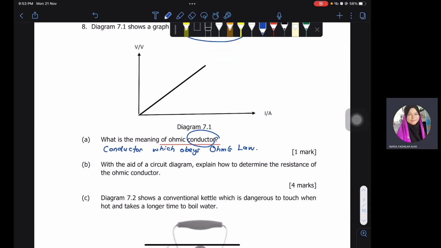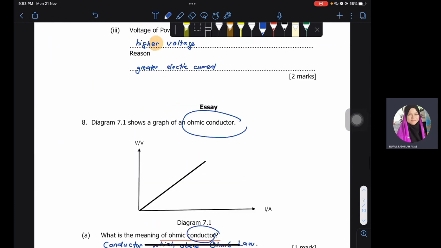See, soalan dia nak you gunakan diagram, explain how to determine resistance of the ohmic conductor. 4 marks. So what should you do? Tadilah you ambil graph, dia nak dapatkan apa ni?